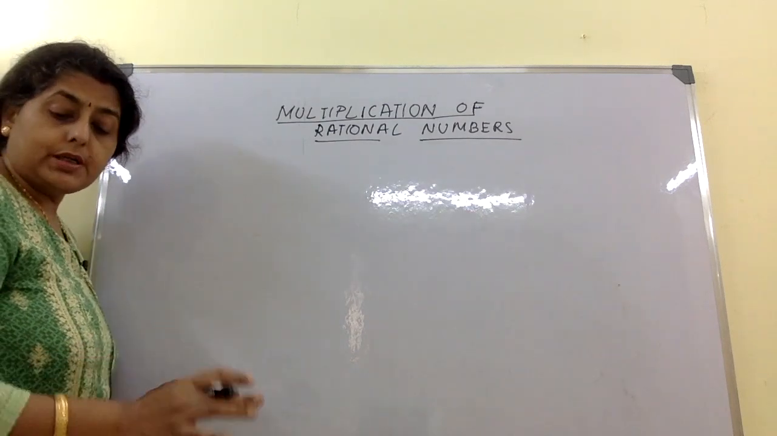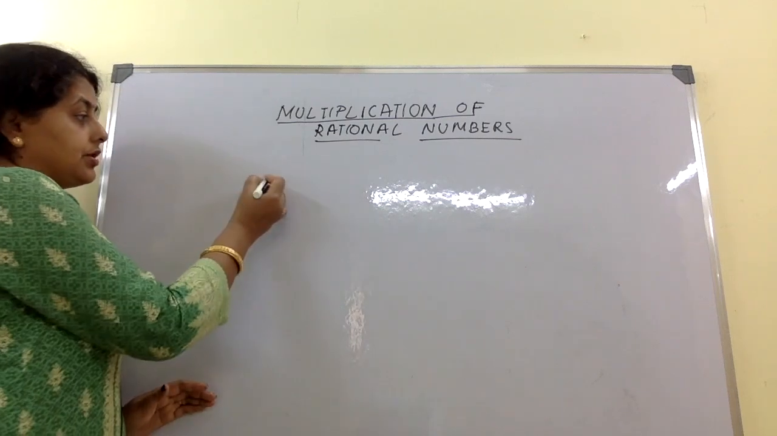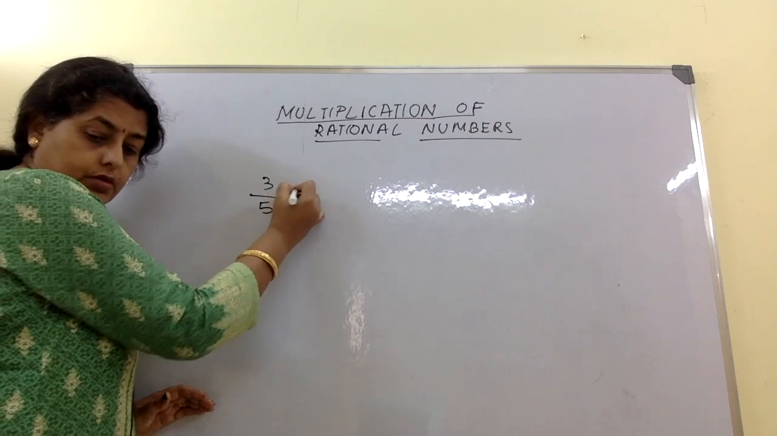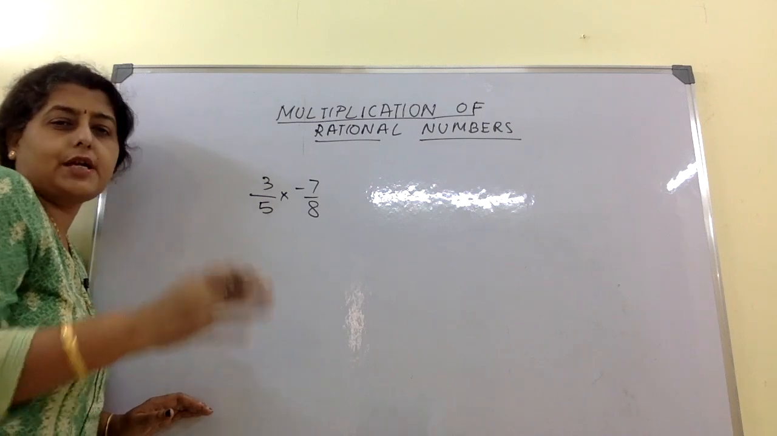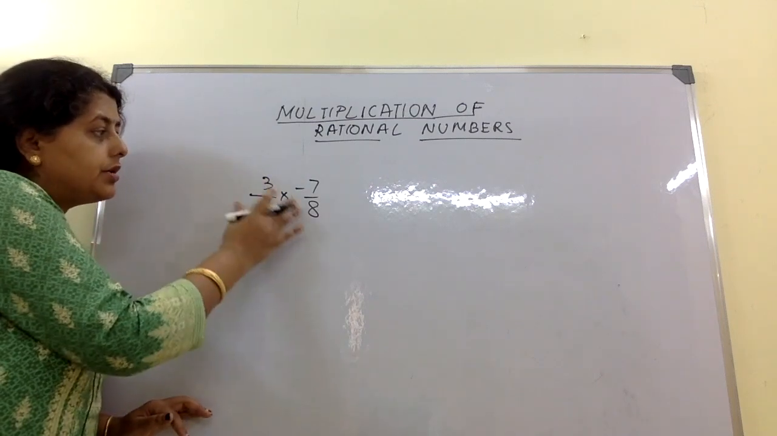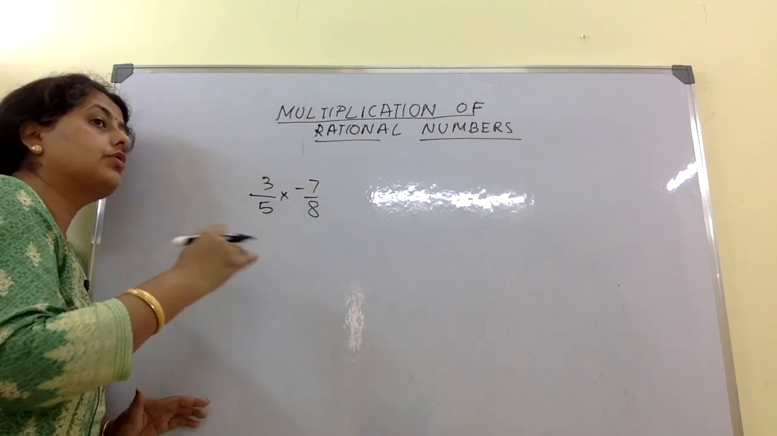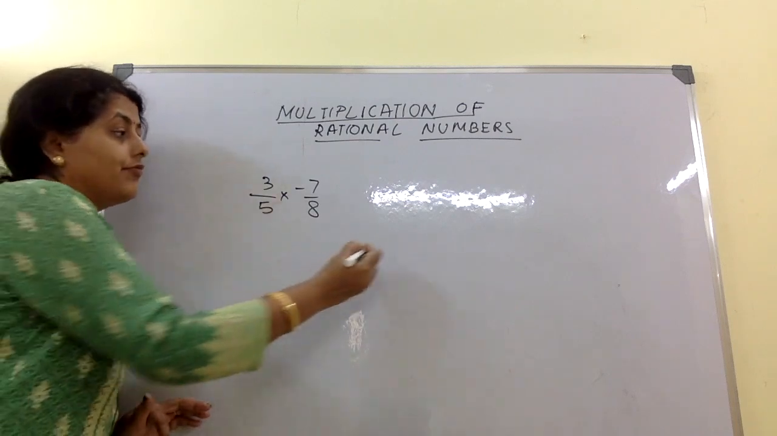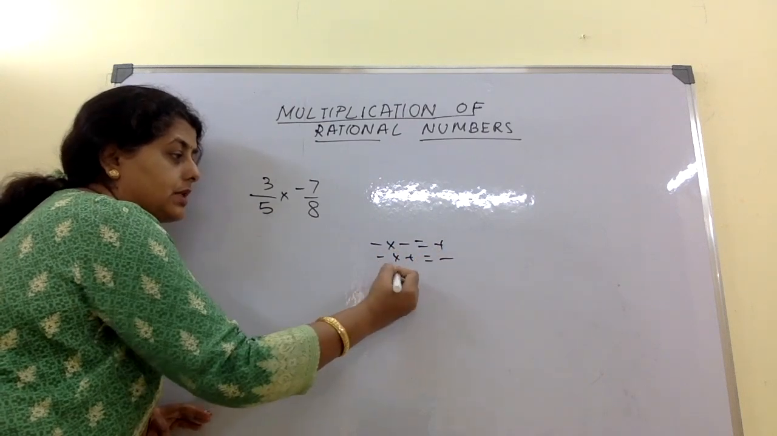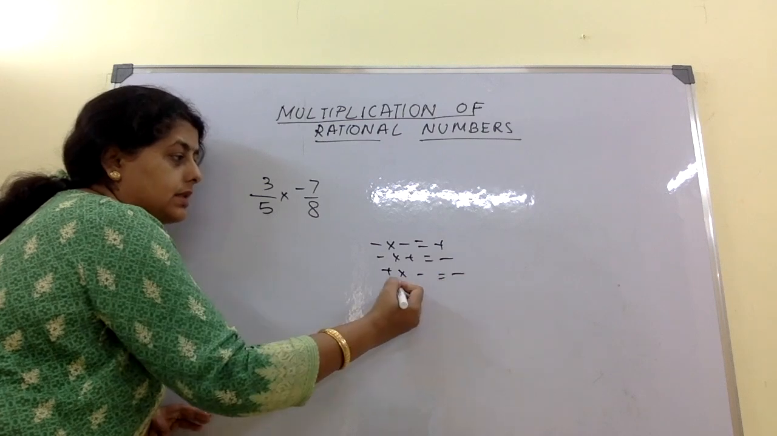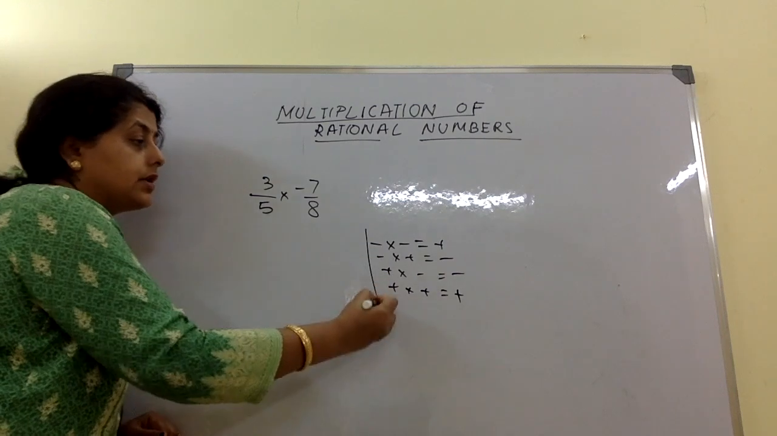Firstly, we will do some multiplications of rational numbers. How exactly do we do multiplication of rational numbers? 3 by 5 into minus 7 by 8. You have to multiply. Now the multiplications are very much like fraction multiplication. We have to see the numerator and the denominator. Does it cancel? Any numerator can cancel with any denominator. And we have to also multiply the signs. We have to follow the sign convention. Minus into minus is a plus. Minus into plus is a minus. Plus into minus is a minus. And plus into plus is a plus.